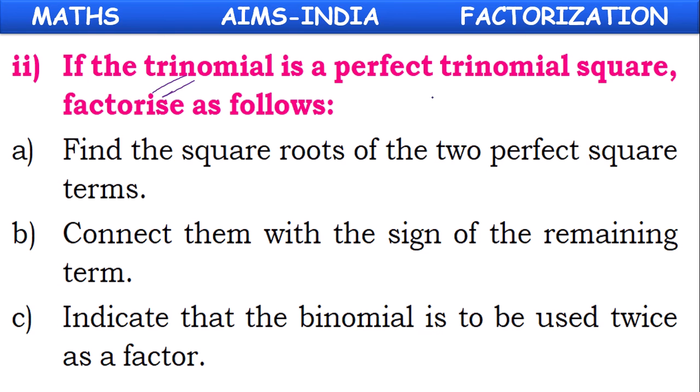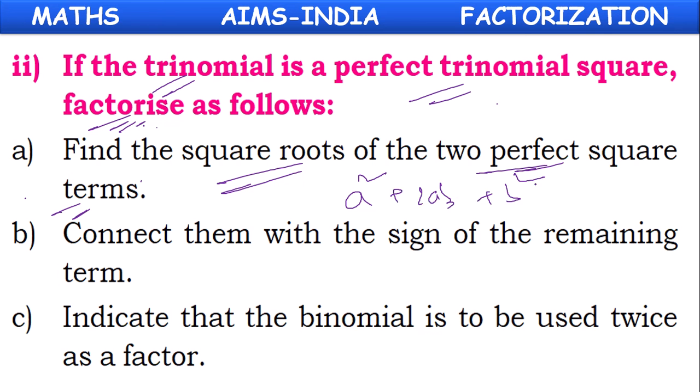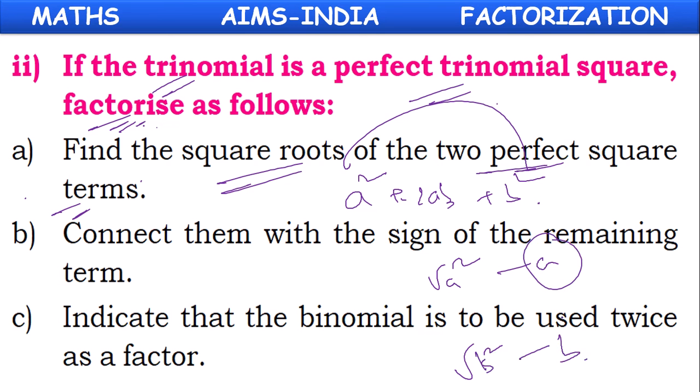Next one. If the trinomial is a perfect square, then how to factorize? First step, find the square roots of 2 perfect square terms. A square plus 2ab plus b square are there. These 2 are perfect square terms. What is their square root? Root of a square is a, root of b square is b. Like this, we have to find the square roots of perfect squares.